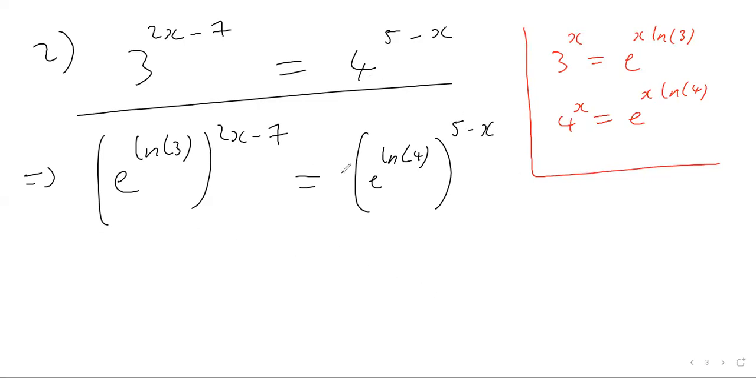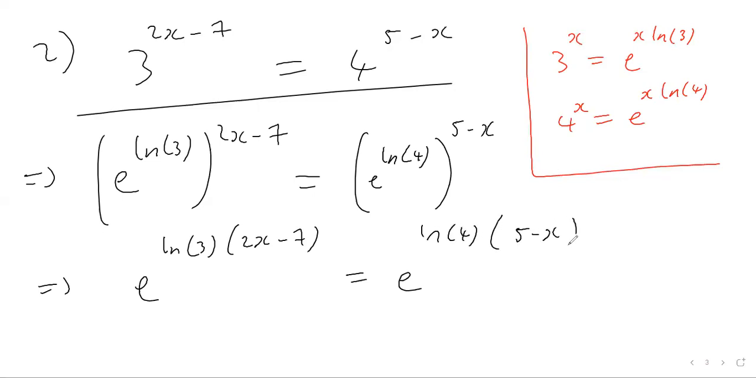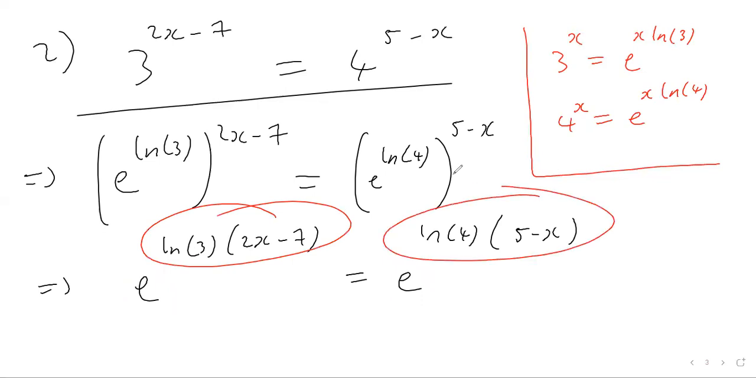So now we can use our laws of indices and expand the brackets. So we get e to the power of ln 3 times 2x minus 7 is equal to e to the power of ln 4 times 5 minus x. Okay, so now this makes life a little bit easier because we've got base numbers on both sides of our equation which are exactly the same. If we've got this equality, a number there the same as the number there, it must mean your powers there and there must be the same as well, because otherwise they wouldn't be the same.